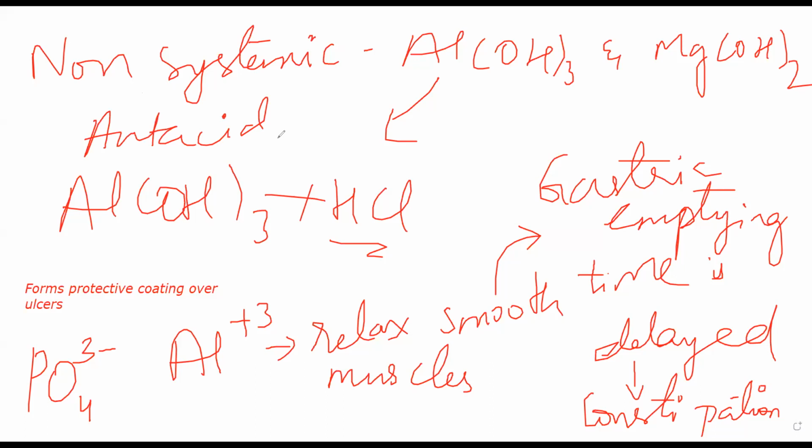Third, it will relax smooth muscles. Aluminum ions have the capability of relaxing smooth muscles, because of which gastric emptying time will be delayed, which is good in a way, but bad in the sense that it will cause constipation.